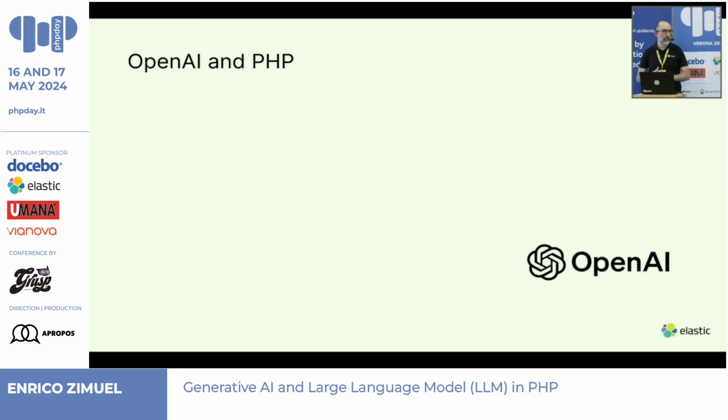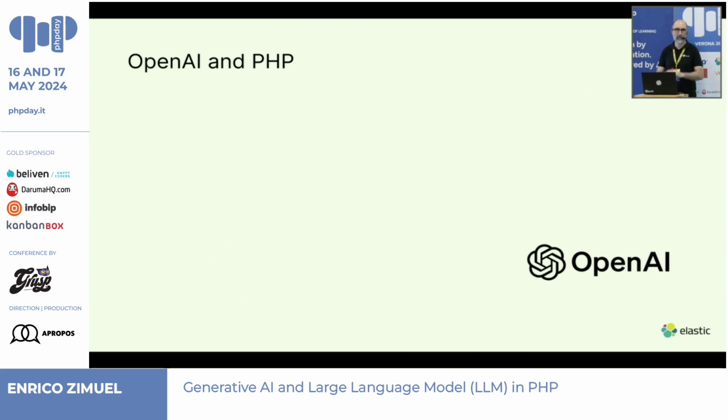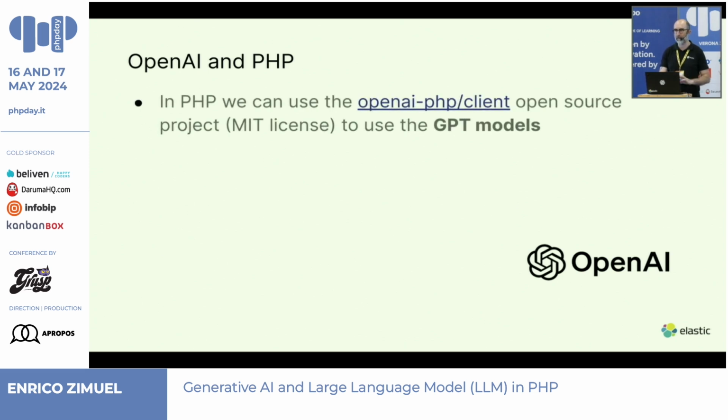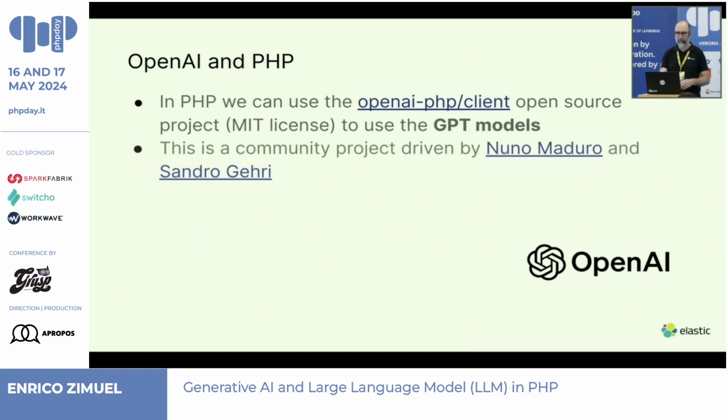Okay, but we are PHP developers. Stop doing theory, terminology, show me the code, right? Okay, in PHP we have one library that is a community library, not driven by OpenAI. That is openai-php/client. That is basically a wrapper against the OpenAI HTTP interface.